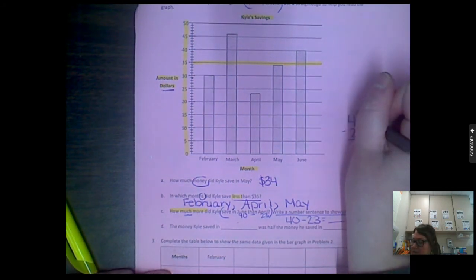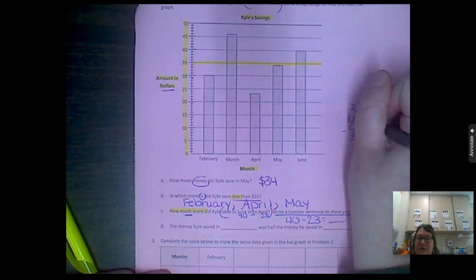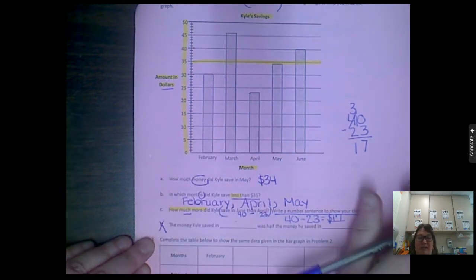So 40 minus 23. Can we do 0 minus 3? So I cross out the 4 and make it a 3, and the 0 becomes a 10. 10 minus 3 is 7. Good job. 3 minus 2 is 1. So it equals 17, and it's dollars, right? So put the dollar sign in front. So $17. Alrighty. Let's cross out D because we don't really have any room.